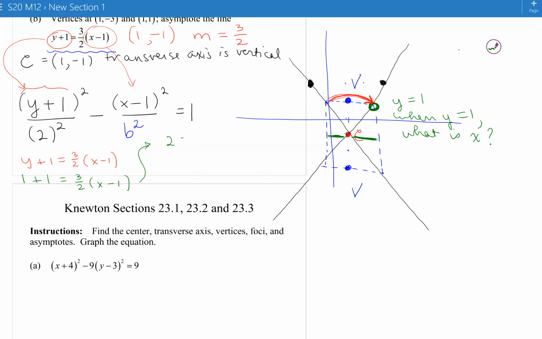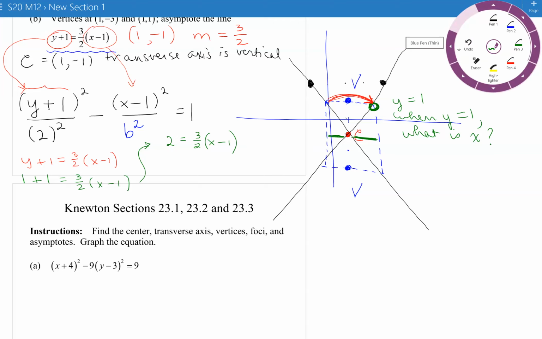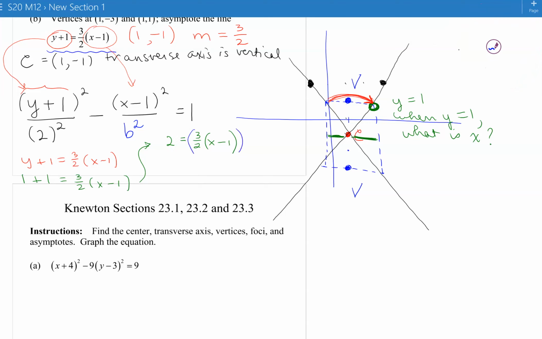So 2 equals 3/2 times x minus 1. Now you could either distribute or multiply by 2/3. I'm going to multiply by 2/3 and get 4/3 equals x minus 1. So when I add 1 to both sides, I'm going to get 7/3. So I'm going to add 3/3 to both sides.